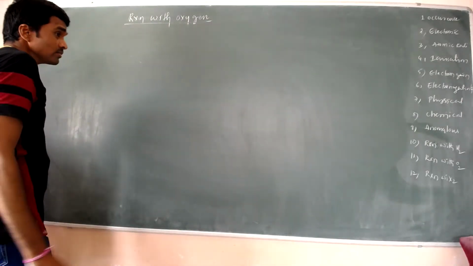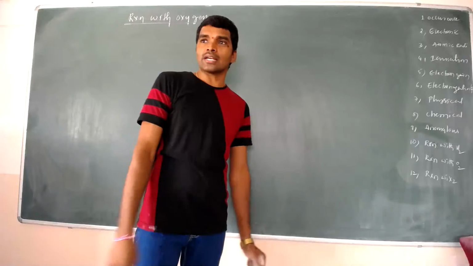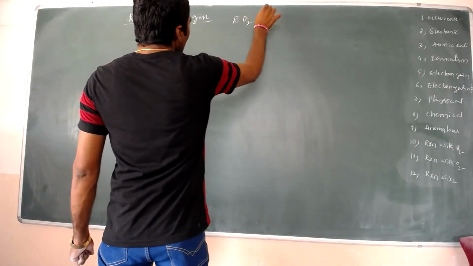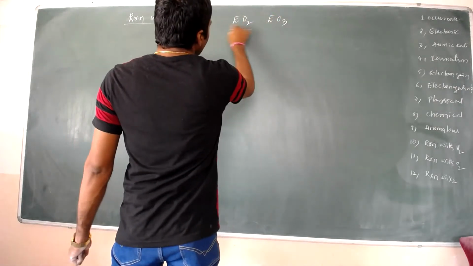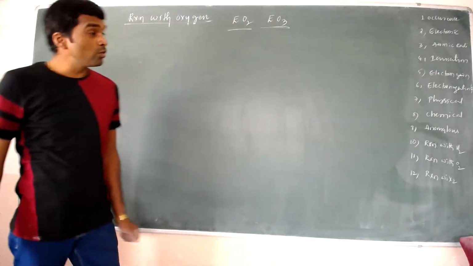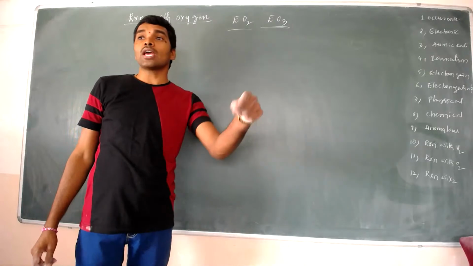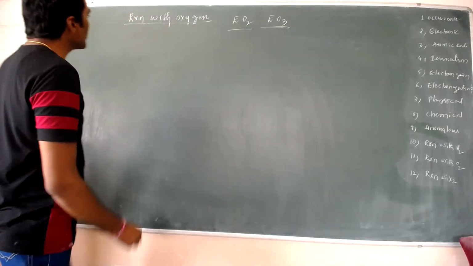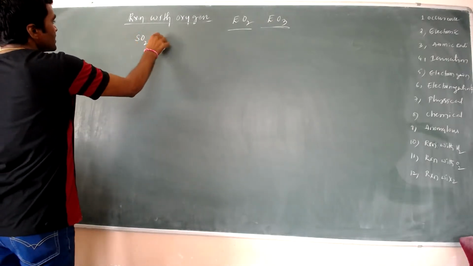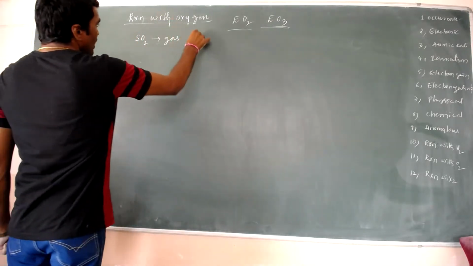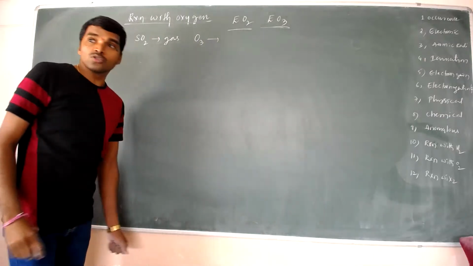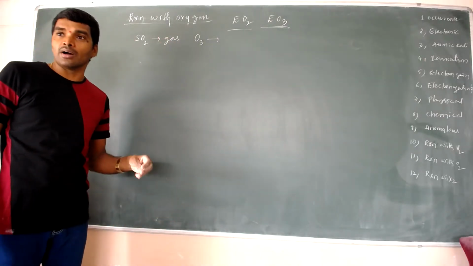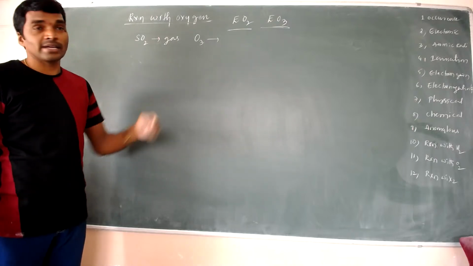When these group elements react with oxygen, what type of oxides will form? Two types of oxides, EO2 and EO3 type. Sulfur dioxide is a gas, and O3, ozone, also forms. So EO2 and EO3, two types form when these react with oxygen.